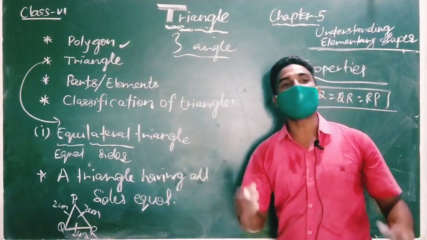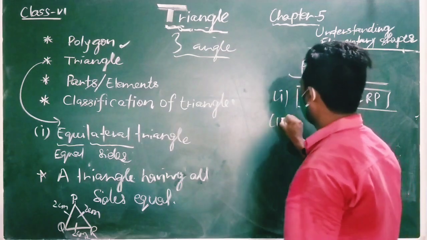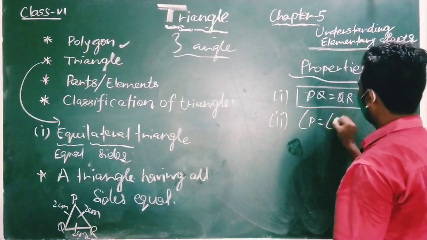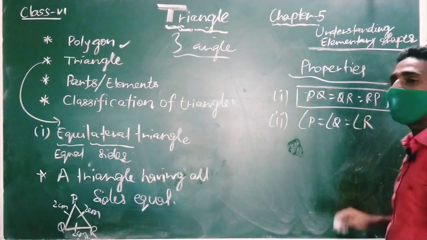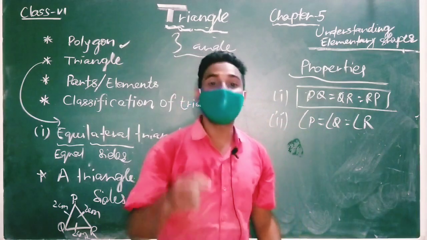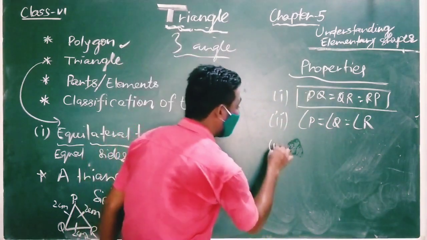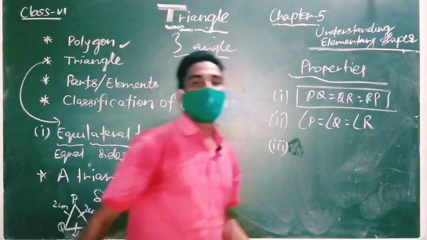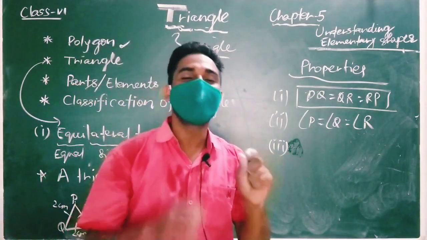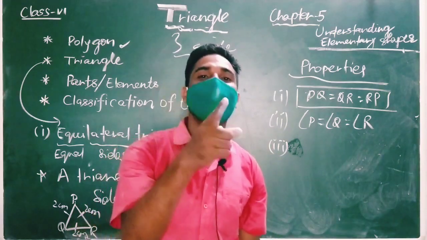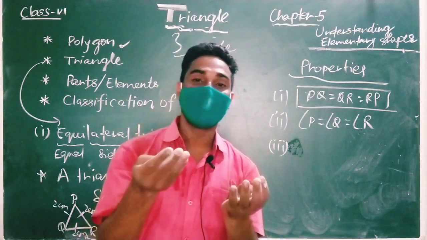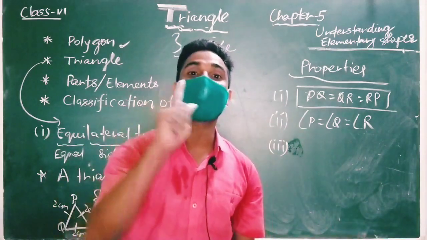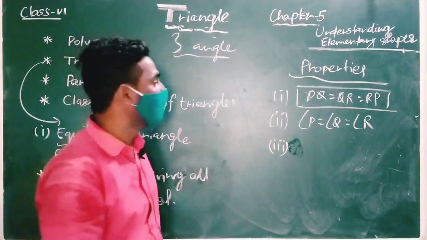Thereafter, along with all sides, all angles will also be equal. This is a property. So angle P will be equal to angle Q, which will be equal to angle R. Sir, all angles will be equal means what? All angle measures will be equal, and it is also fixed what the measure of each angle will be. You know, there are 3 angles in a triangle and the total sum of the angles of a triangle is 180 degrees, because if it is more than 180, a triangle is not possible. If it is less than 180, a triangle is not possible. Exactly it should be 180. This is also one of the properties.